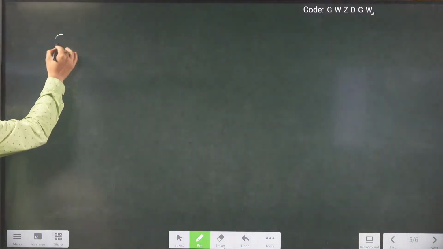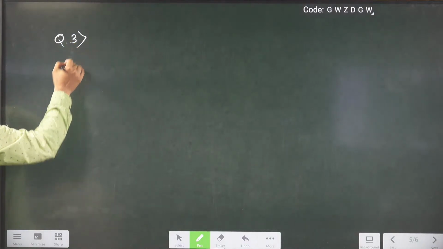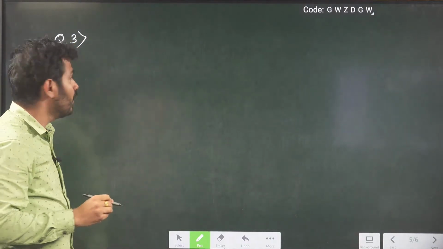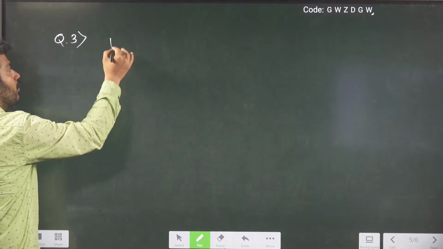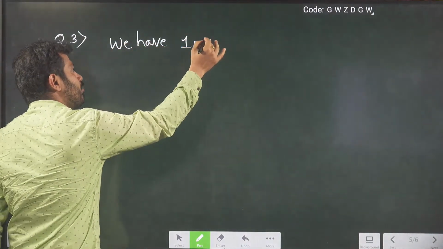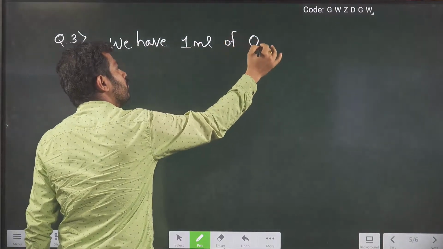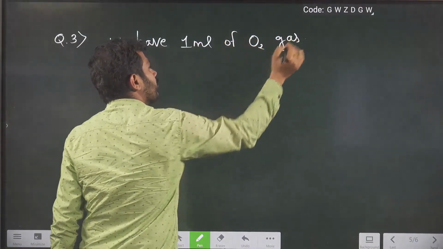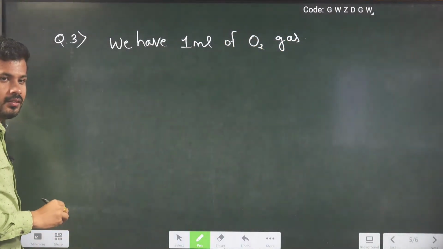Question number 3. We have 1 ml of O2 gas. We have 1 ml of O2 gas.